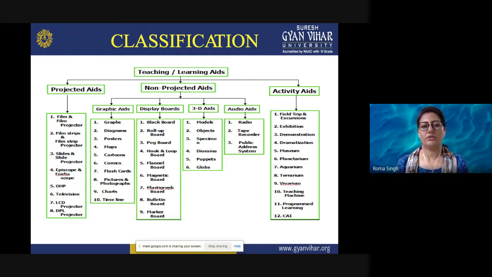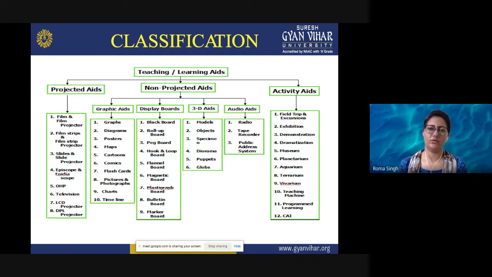Then there are a huge number of non-projected aids, which can be utilized by the teacher in the class, depending on the topic. The non-projected aids are further divided into four categories, that is graphic aids, display boards, 3D aids, and audio aids. Graphic aids include all kinds of visual material like graphs, diagrams, posters, maps, cartoons, comics, flashcards, pictures and photographs, charts, time chart, time graph, which are important teaching aids in the subject history.